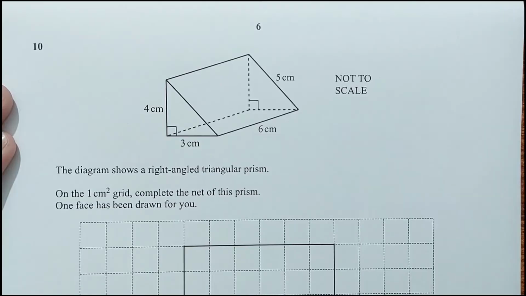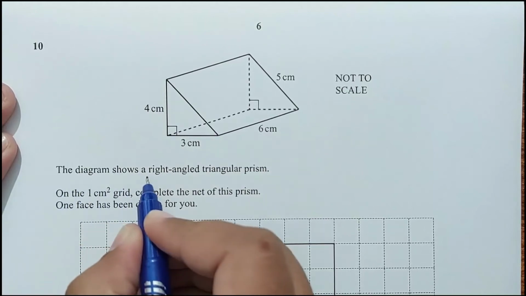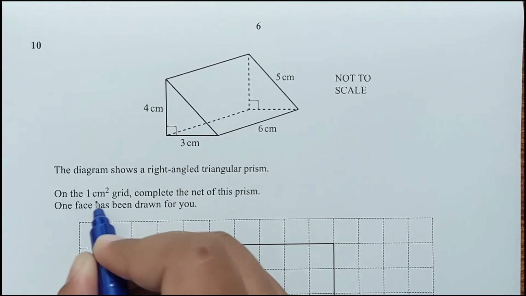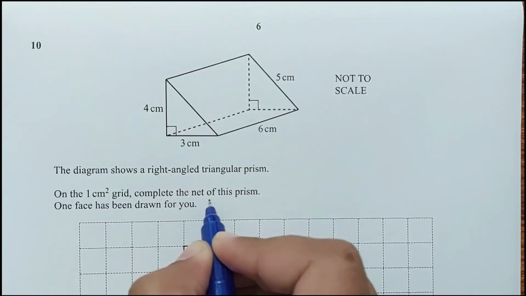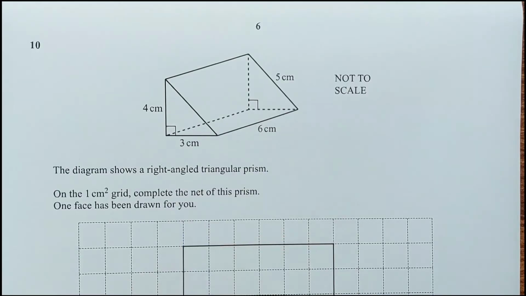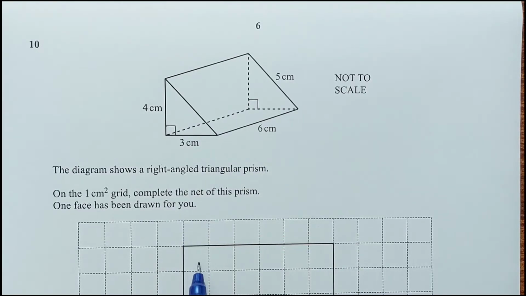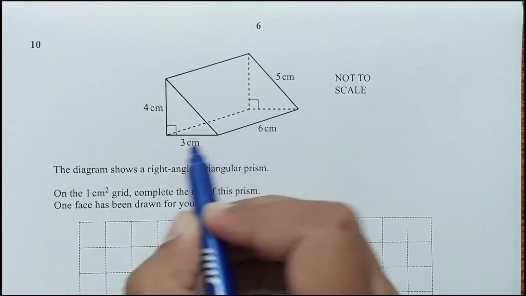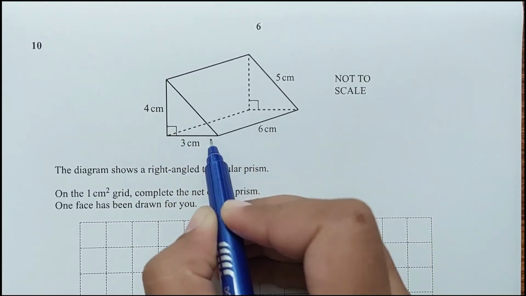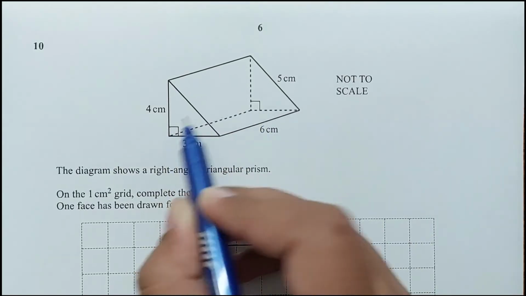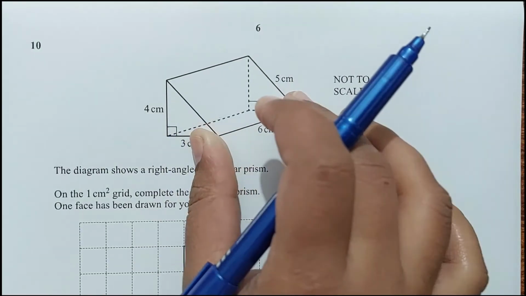All right. Question number 10. The diagram shows a right angled triangular prism. On the 1 centimeter scale grid, complete the net of this prism. One face has been drawn for you. Which face is drawn? 1, 2, 3, 4, 5, 6 and 1, 2, 3. 6 by 3. The bottom is drawn. Now we have the triangles, the front and the back side.